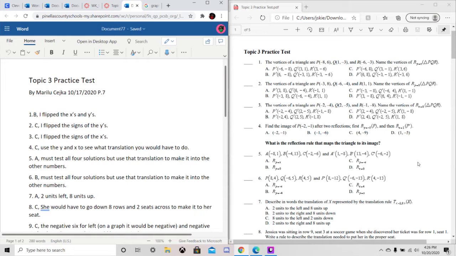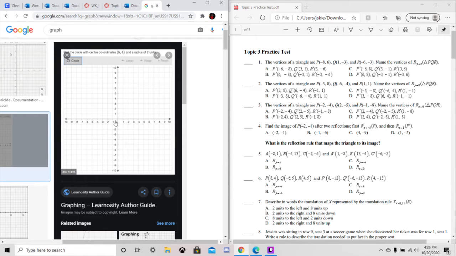So for number 4, it says find the image of that number that I don't feel like saying. So that's when the graph's going to come in. It says negative 2 on the x, so x, negative 2, down 1 because negative 1 for y.